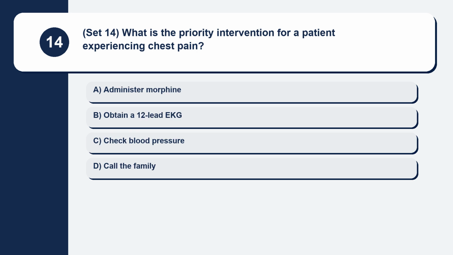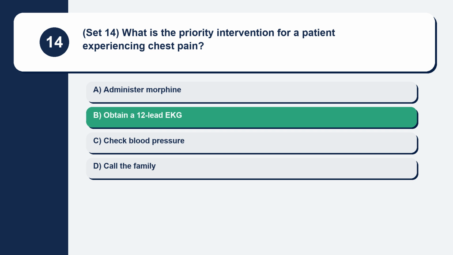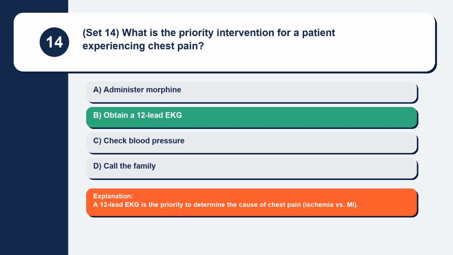Question 14. Set 14. What is the priority intervention for a patient experiencing chest pain? Administer morphine, obtain a 12-lead EKG, check blood pressure, call the family. A 12-lead EKG is the priority to determine the cause of chest pain, ischemia versus MI.